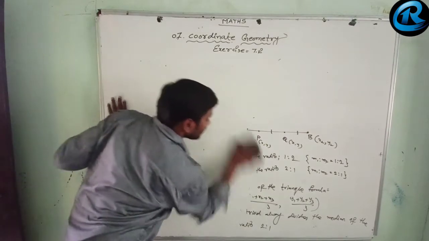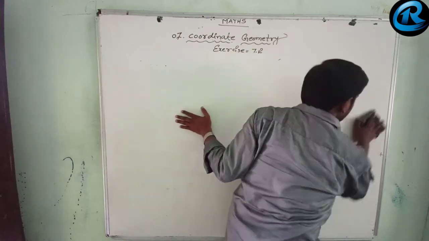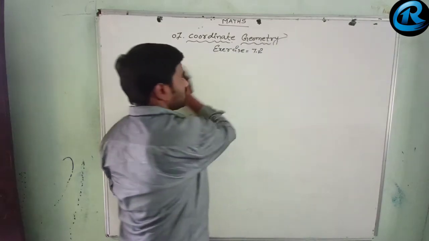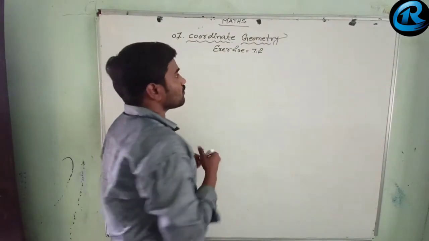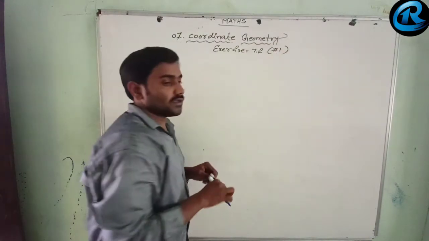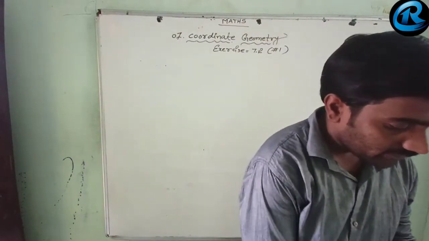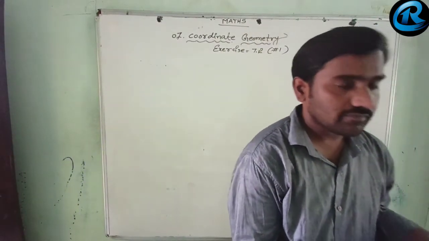So in part 1 I will explain up to 5 questions. Questions 6 to 12 will be in the next part. So this is exercise 2.7.2, part 1. Let us see question number 1 from the 7.2 exercise.